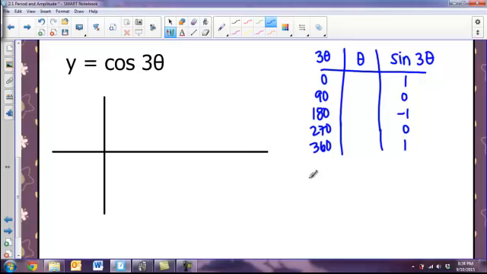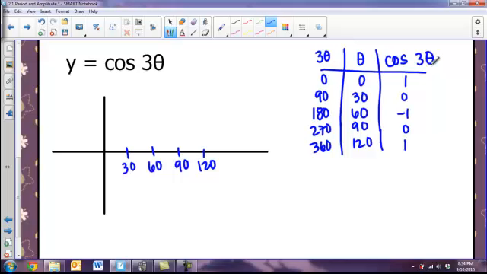Is it really? Oh, it's cosine. That's why. I was like, no, that's wrong. I wrote the wrong thing over here. Okay, cosine. But when I graph my theta, when I'm trying to find those critical points, I'm going to have to divide by 3. So I'm going to have 0, and then 30, 60, 90, and 120. So the points I'm actually plotting on my x-axis are going to be 30, 60, 90, and 120, because that's going to get me the cosine of 3 theta.